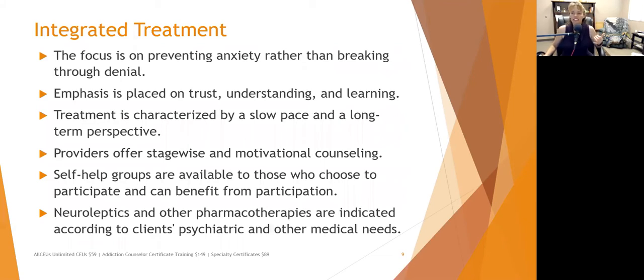Providers offer stage-wise and motivational counseling, and you need to review TIP 35 and the stages of change that were posited by Prochaska and DiClemente. Really important to know those like the back of your hand. But we need to make sure that the stage-wise treatment keeps people moving forward.